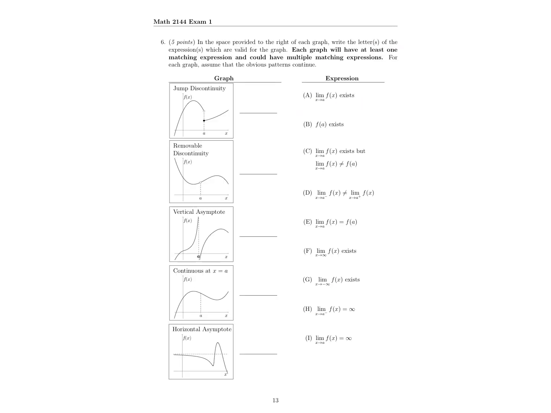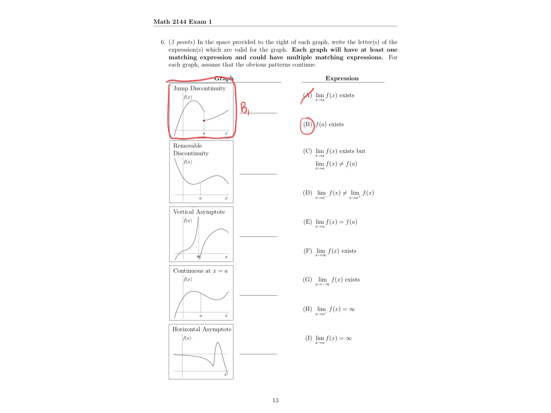Okay, for the next one, in the space provided, write the letters of the expressions which are valid for the graph. Okay, so each graph will have at least one matching and some could have multiple. Okay, so here I have a jump discontinuity at A. So it says, does the limit at A exist? So for this graph here, I'm going to go through each of these. The limit does not exist. Does f of A exist? Yes, it does. So B is 1 here.